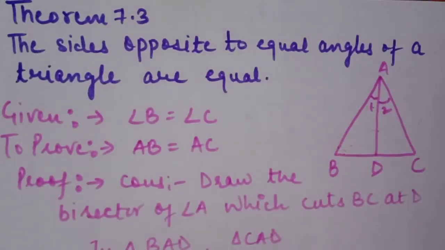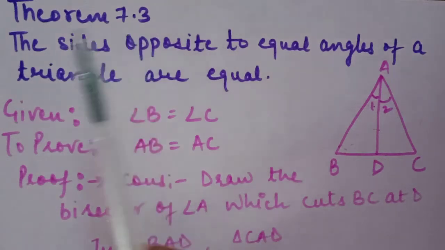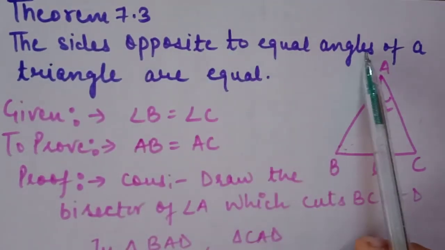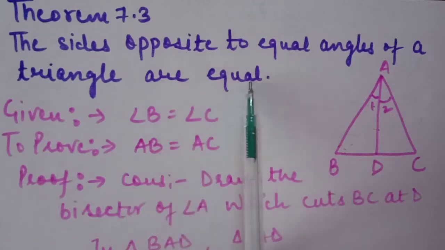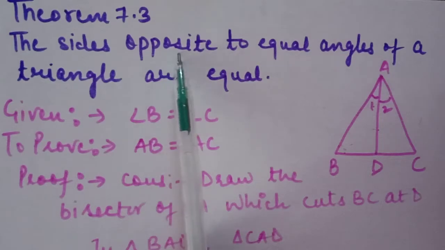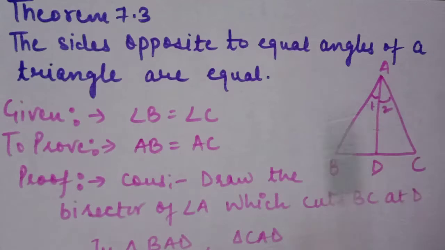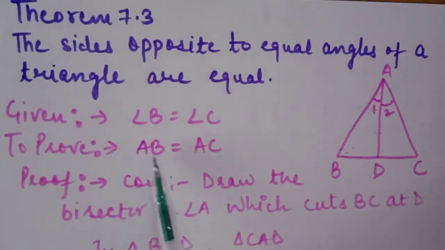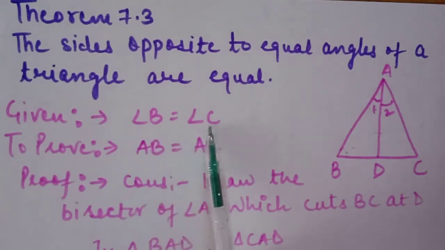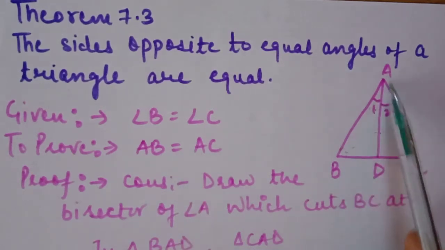Theorem 7.3 is the opposite or converse of theorem 7.2. Theorem 7.3: sides opposite to equal angles of a triangle are equal. It means what is given? Equal angles are given and sides opposite to them are also equal. We have to prove it. So in this triangle ABC, what is given? Angle B and angle C are equal to each other. What we have to prove? That AB is equal to AC.